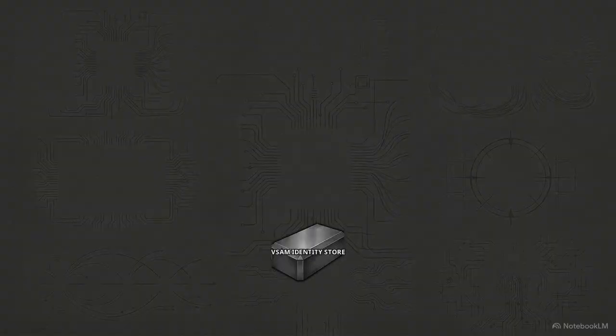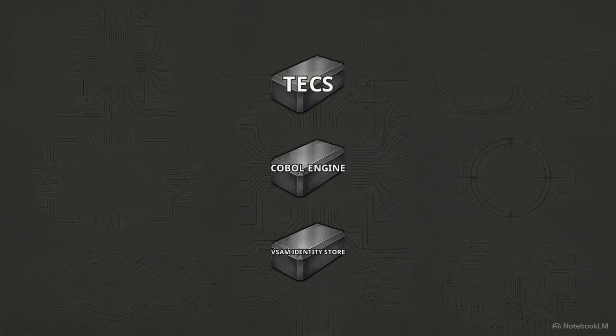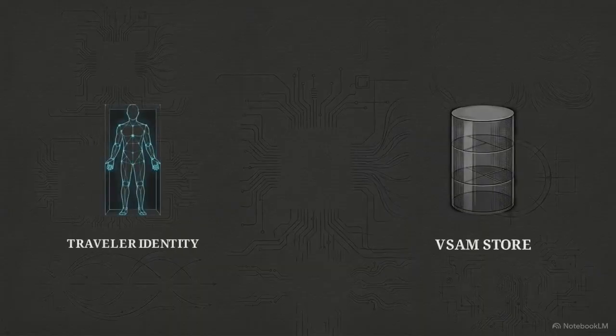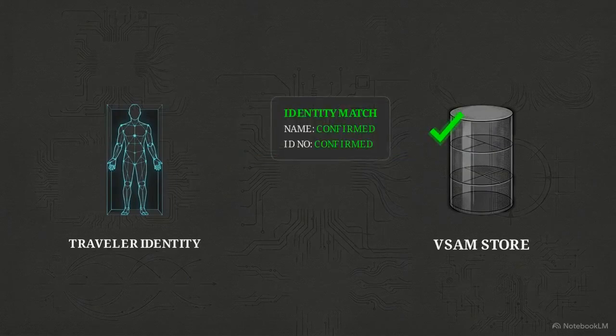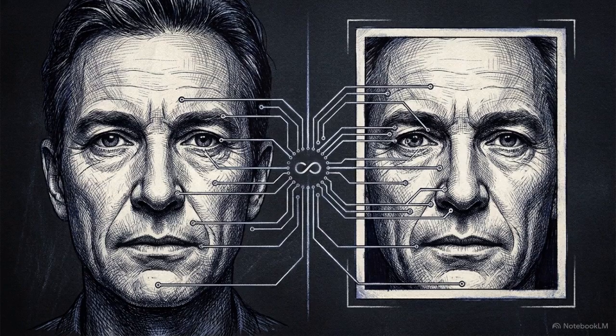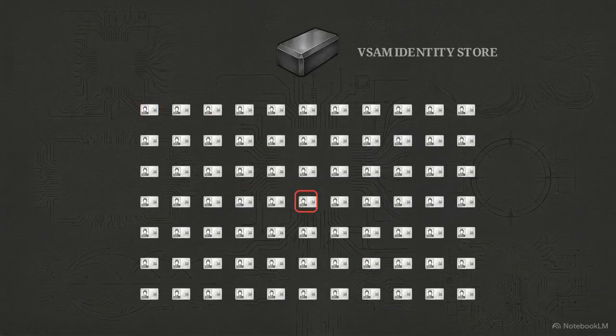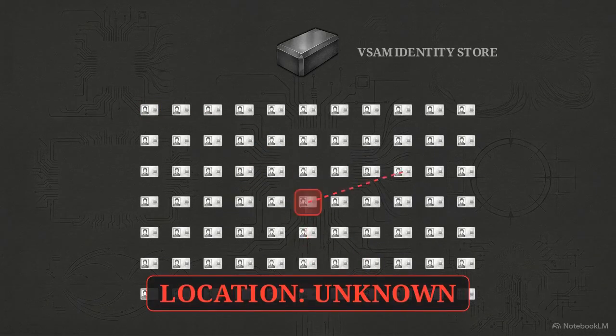TECS was built on heavy iron, a rigid, vertical architecture powered by a COBOL transaction engine and a VSAM identity store. That legacy mainframe was designed to execute one specific task flawlessly. When a passport is scanned, the mainframe reaches into the VSAM store and instantly verifies the traveler's exact name and identity number. The system provides a perfect answer to the question of who a traveler is. Yet, because a mainframe organizes data in flat, rigid files, it cannot track where that person has been over the last 5 years, creating a massive vulnerability.